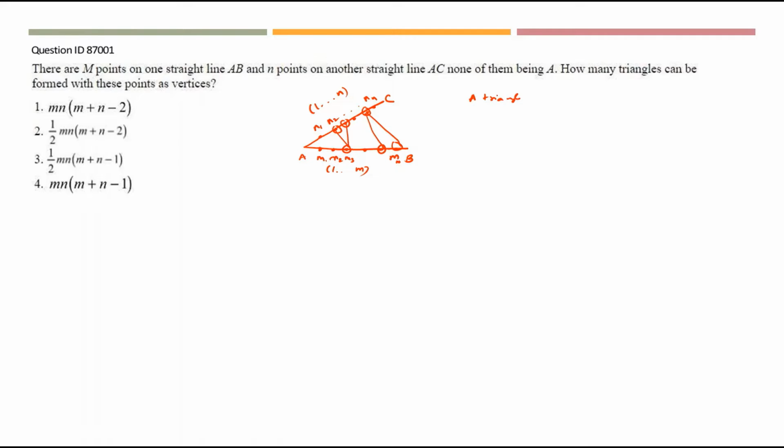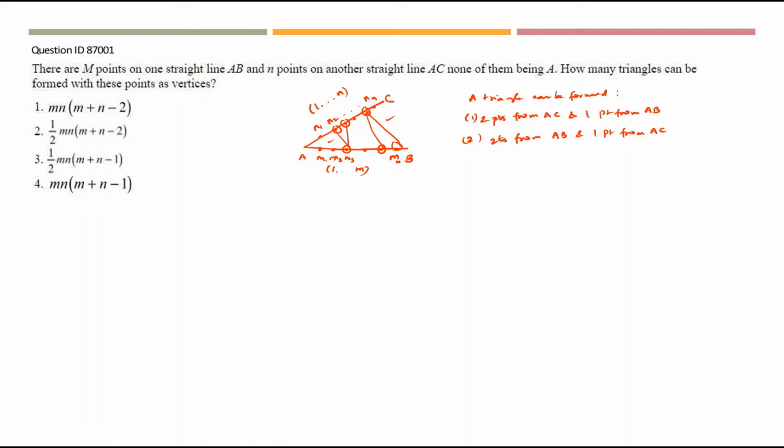A triangle can be formed in two ways. The first way is, I have to choose 2 points from AC and 1 point from AB. So that is the first kind of triangle that we have just seen. And the second will be 2 points from AB and 1 point from AC. We have to apply combination here. The reason is, only when I have the number of ways to form a triangle, I can finally count the number of triangles.